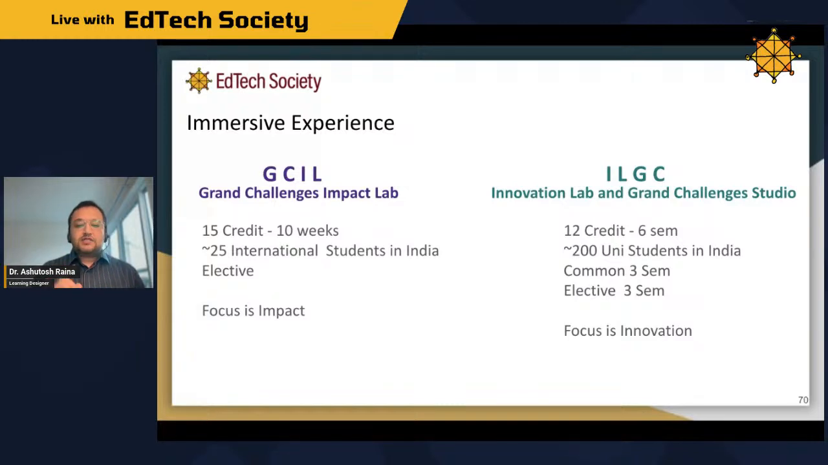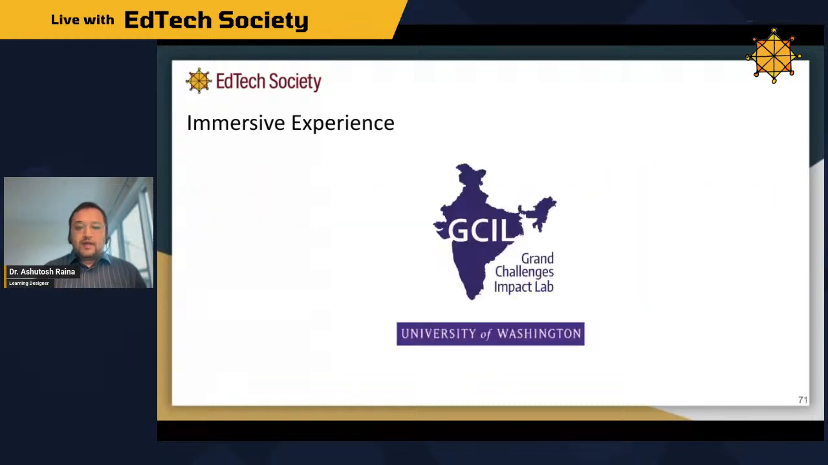The ILGC, which is a set of a number of courses, is entirely 12 credits. It runs through 6 semesters. It's taken by 200 students of the university, which is common for the first 3 semesters, and it works as an elective for the next 3 semesters. Here, the focus is on innovation. So I'll talk about these courses one by one. Let's start with the Grand Challenges Impact Lab course from University of Washington.